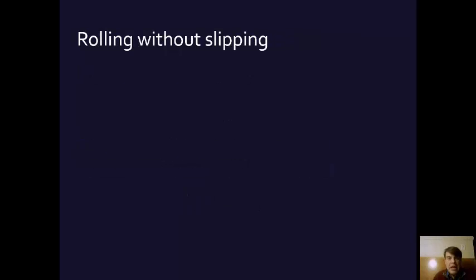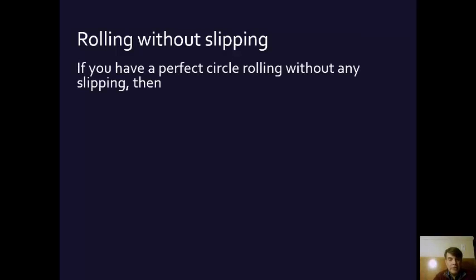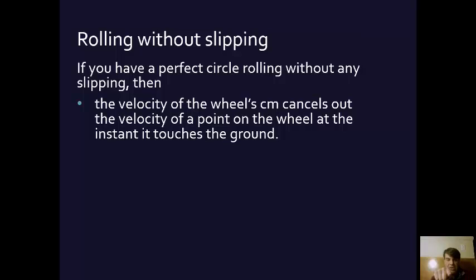Okay, so there you have the total kinetic energy of something that is both moving and rotating. Rolling without slipping means that if something is touching the ground, there is no energy loss from the contact with the ground. And so let's say you have a perfect circle that's rolling without any slipping. In this case, then the velocity of the wheel's center of mass is going to cancel out the velocity of the point at the very bottom. So this point at the very bottom of a wheel that's rotating and rolling is going to be, in effect, a net zero.